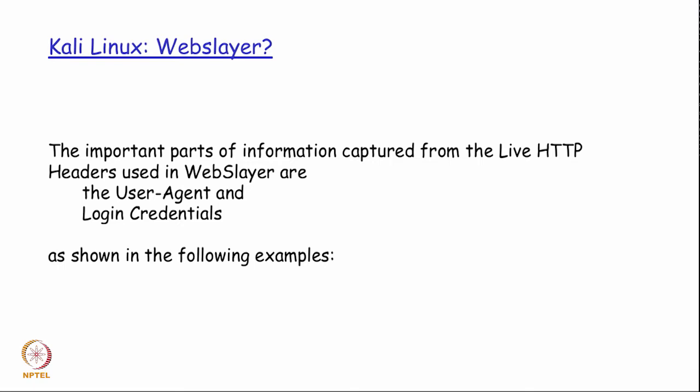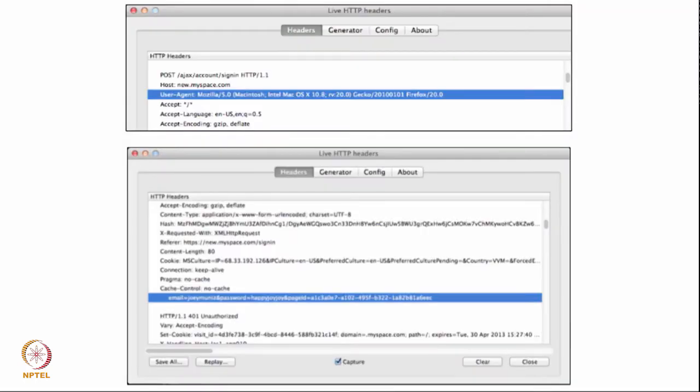The most important parts of the information captured from this Live HTTP plugin are the user agent and the login credentials. The user agent field, as we were discussing, contains the details about the client that tries to initiate the attack. You have Mozilla/5.0, and all this is listed: from which platform this client request has come in, which browser, which version of the browser, which version of the OS, for example the Mac OS that is running there, and so on and so forth.